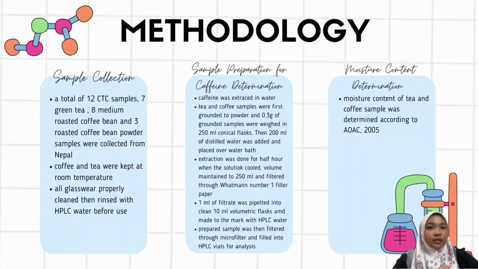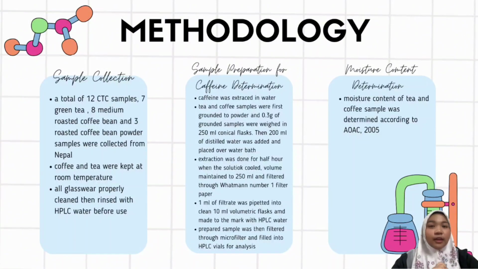So today I'm going to tell you about the methodology. The first one is sample collection. A total of 12 CTC tea samples, 7 green tea, and 8 medium roasted coffee bean, also 3 roasted coffee bean powder samples were collected from Nepal. Coffee and tea were kept at room temperature. All glassware was properly cleaned and rinsed with HPLC water before use.